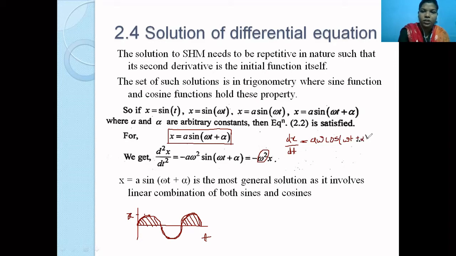So this is going to be our first derivative, and the second derivative is going to be d2x by dt square is equal to minus a omega square sine of omega t plus alpha.